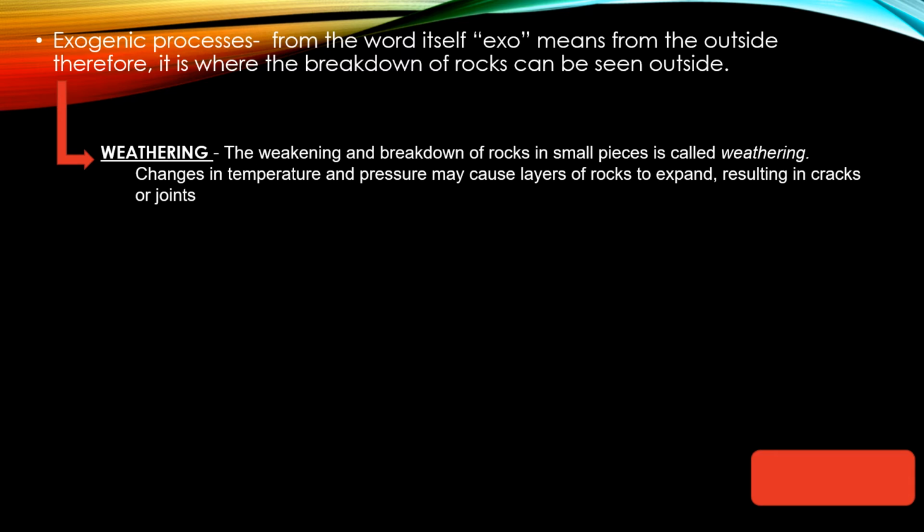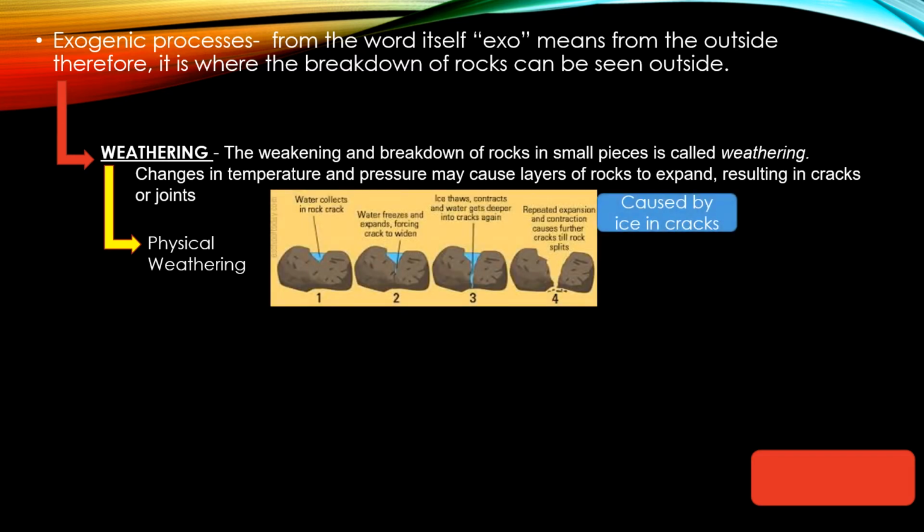So these are the types of weathering. First is the physical weathering. From the word physical, it is only changed physically. For example, rocks weathered by ice in cracks. When water or ice gets stuck in the rocks, it can cause rocks to crack.